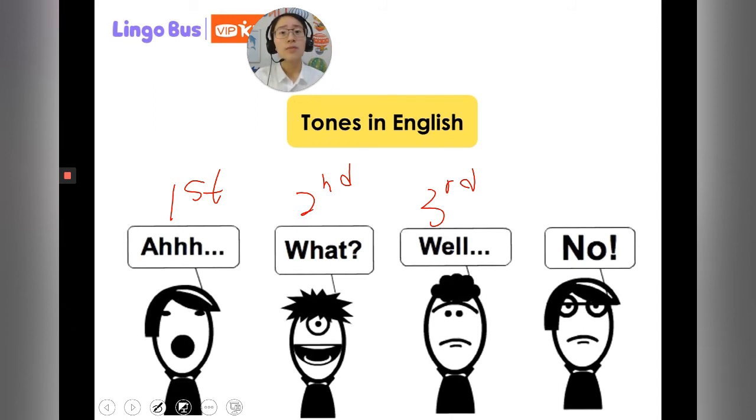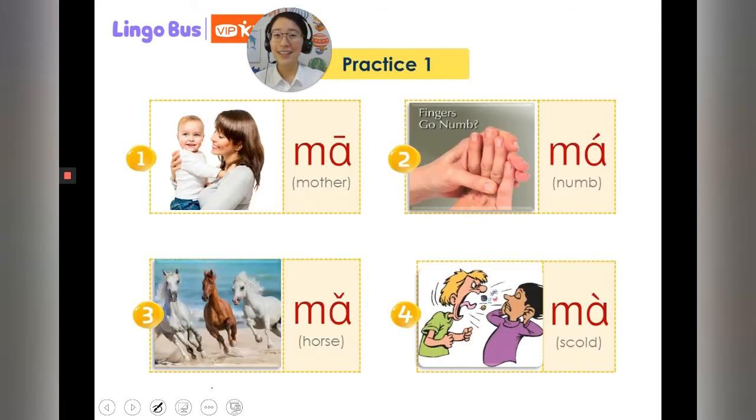Now, while you're thinking, your dentist says, it will cost you $10,000. You will be like, no, it's too expensive. No. When you are saying no, it's the fourth tone in Chinese, going down. It's pretty easy, right? Now let's have a practice.